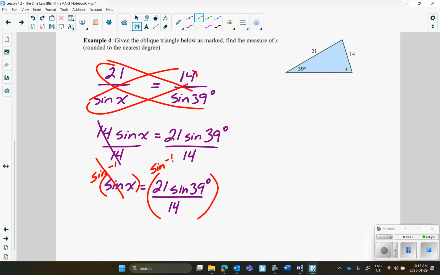It was a little upsetting for a while. I think I'm happy now. There we go. Look at that. You guys are doing it right, I'm doing it wrong. 71? Nearest degree.